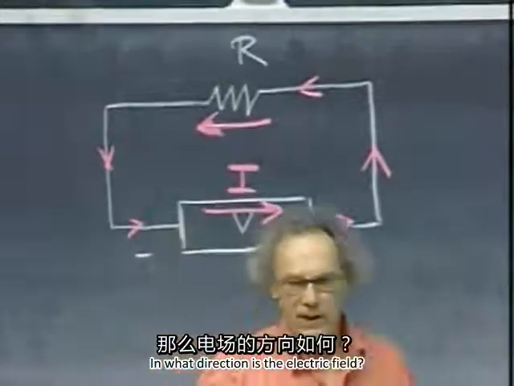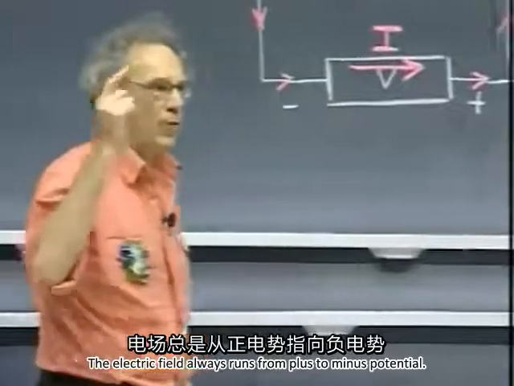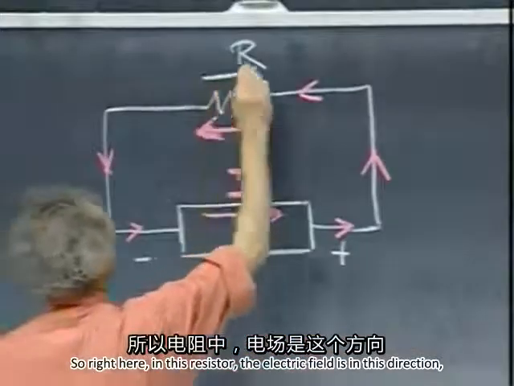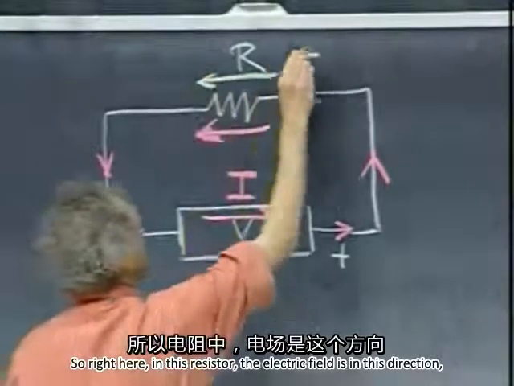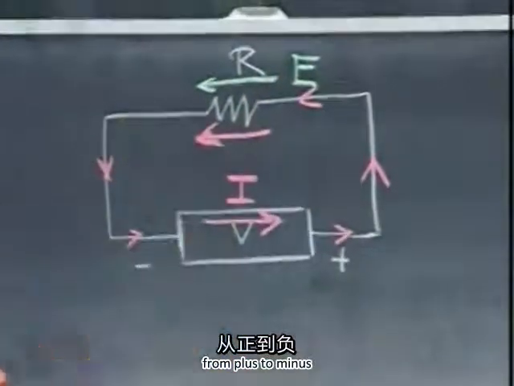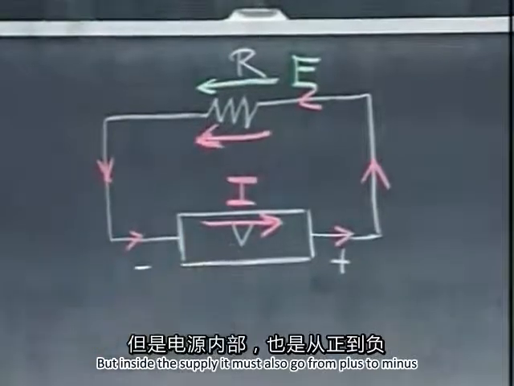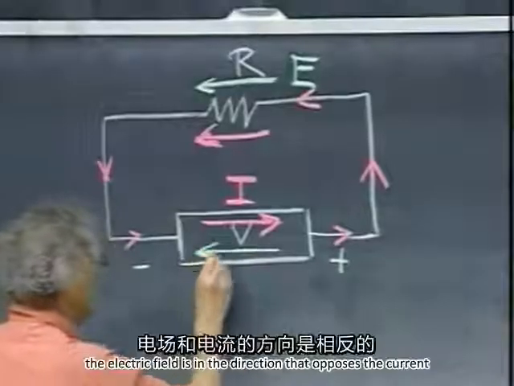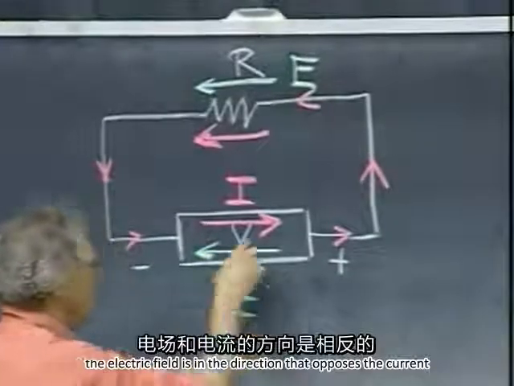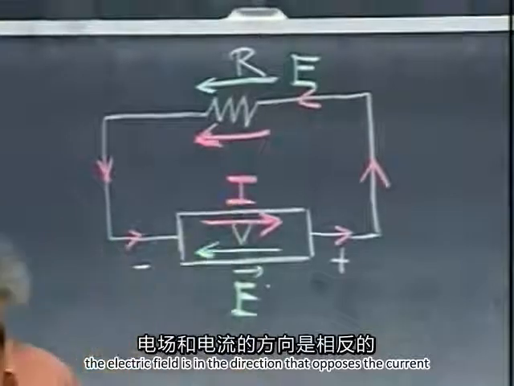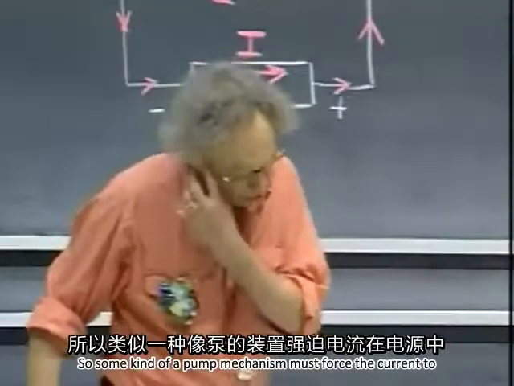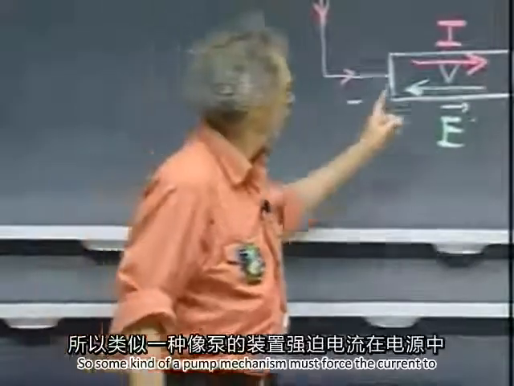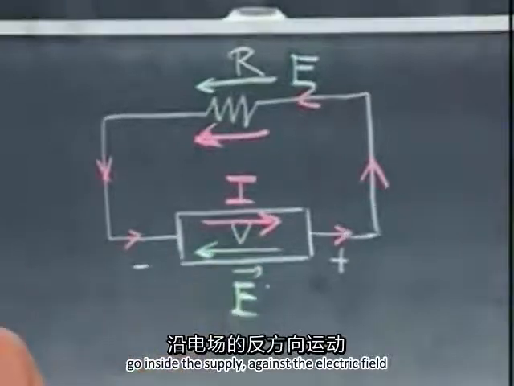In what direction is the electric field? The electric field always runs from plus to minus potential. So right here in this resistor, the electric field is in this direction, from plus to minus. But inside the supply, it must also go from plus to minus. And so inside the supply, the electric field is in the direction that opposes the current. So some kind of a pump mechanism must force the current to go inside the supply against the electric field.